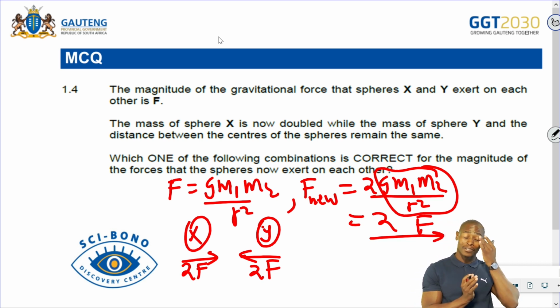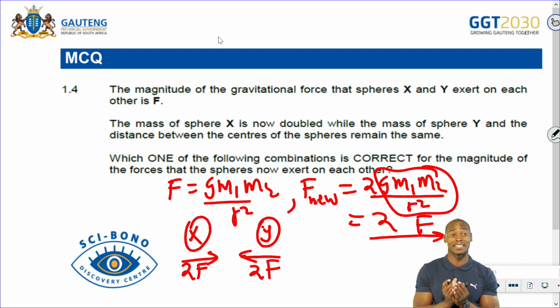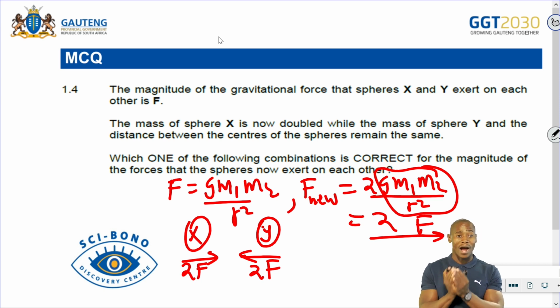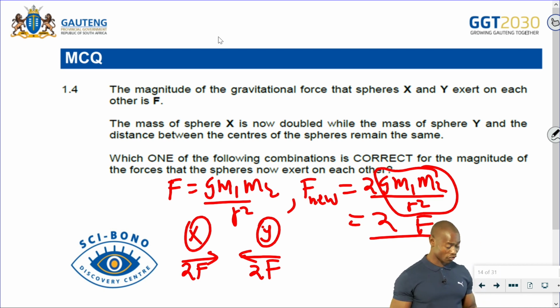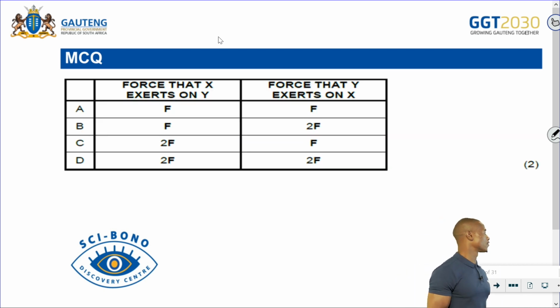So if the magnitude of the force that X exerts on Y is twice F, it means that even the force that Y exerts on X will be twice F, but acting in opposite directions. So let's check which answer is correct here.